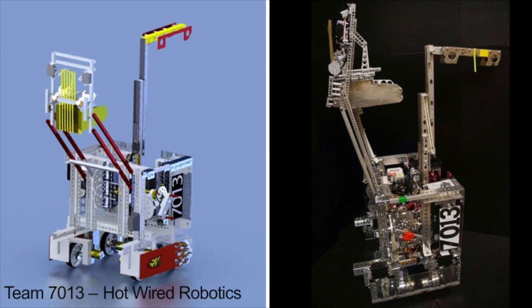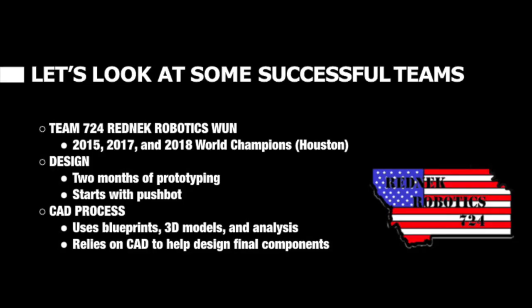Next, let's look at the 2015 FTC Block Party World Champions. This is Team 7013 Hot Wired Robotics. On the left-hand side of the screen, this is their CAD design. On the right-hand side, this is their actual robot that they used at competition. They look very similar, as do many other robots, and they were very successful because they were able to use CAD. In addition to Hot Wired Robotics, there were many other successful teams. Let's take a look at them.